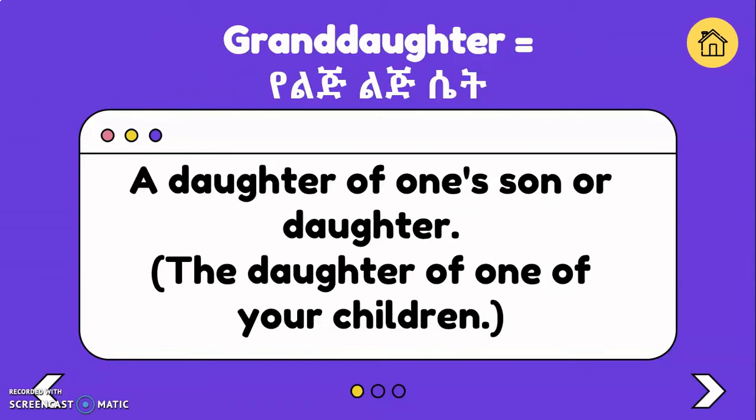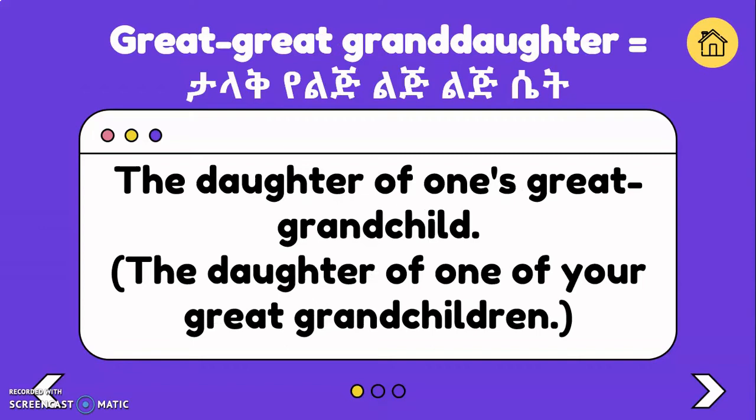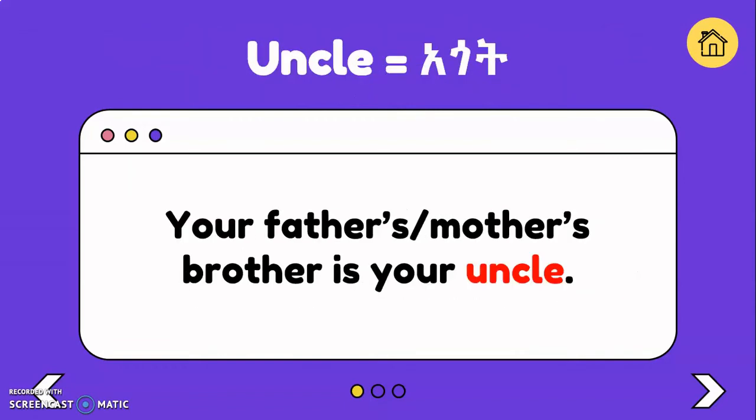Granddaughter. The daughter of one's son or daughter is referred to as granddaughter. Great-granddaughter. The daughter of one's grandchild is called great-granddaughter. Great-great-granddaughter. The daughter of one's great-grandchild is referred to as great-great-granddaughter.